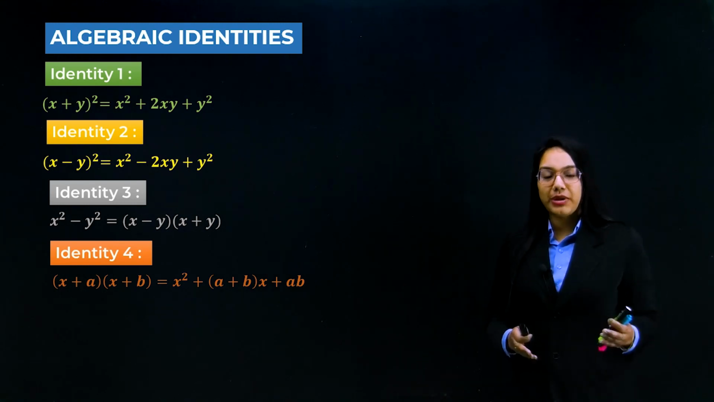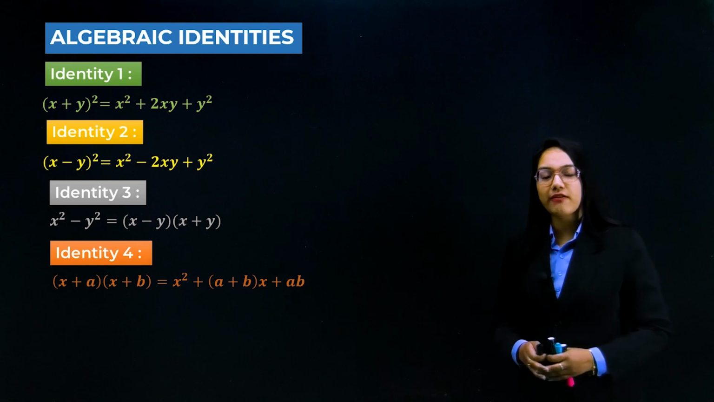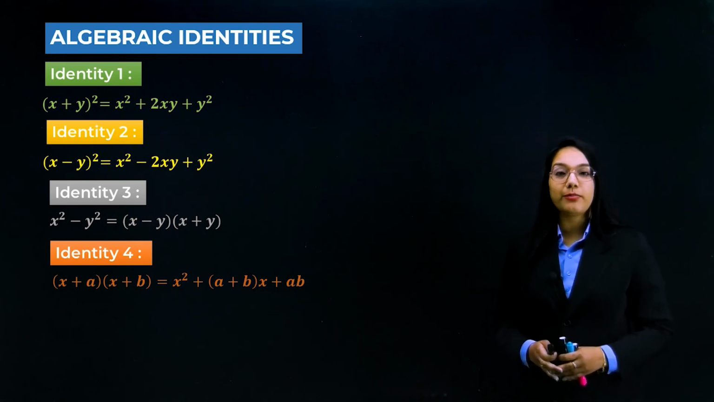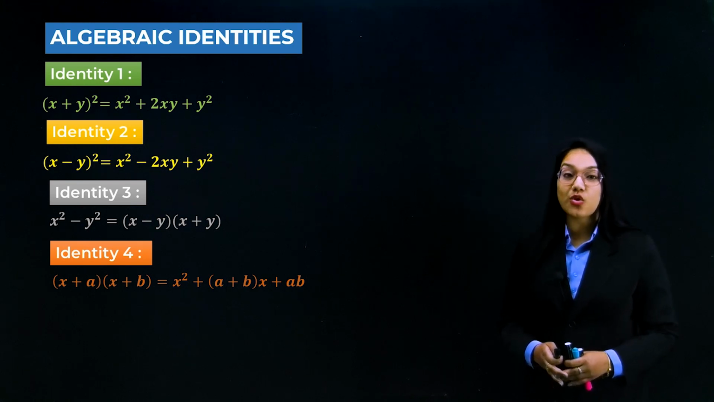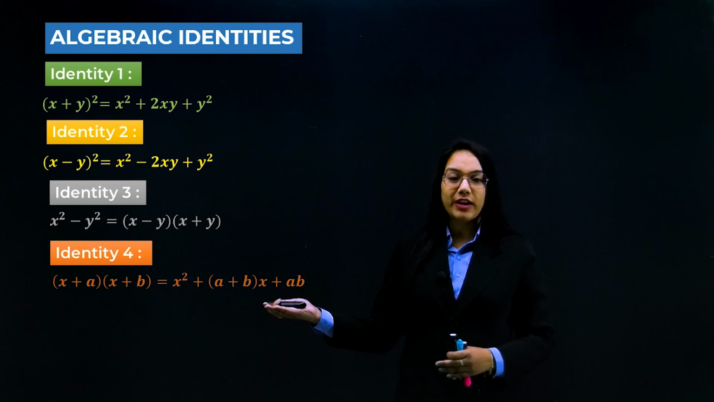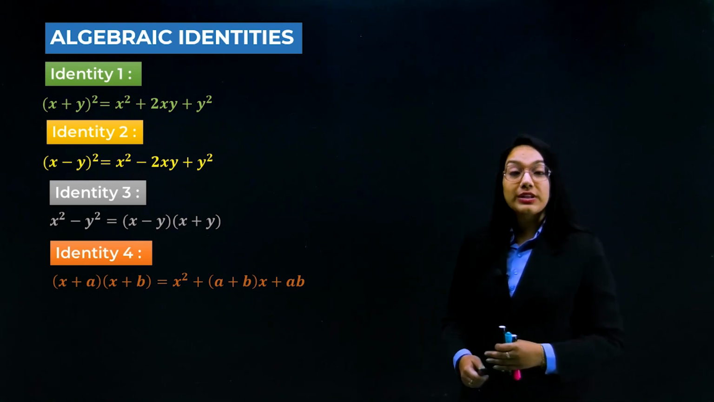Now let's talk about the fourth identity, which is (x plus a) into (x plus b). Here a and b are constants. Whenever we have (x plus a)(x plus b), we can expand it into x square plus (a plus b) x plus ab. This is our fourth identity.